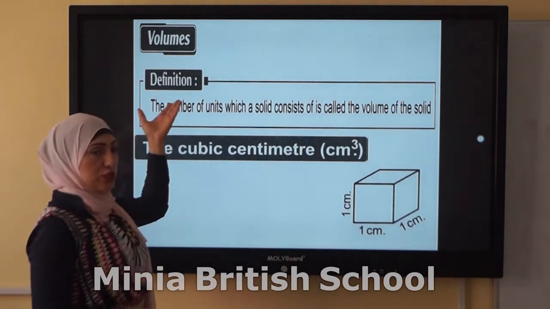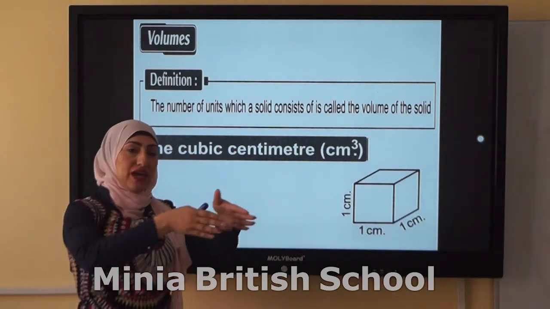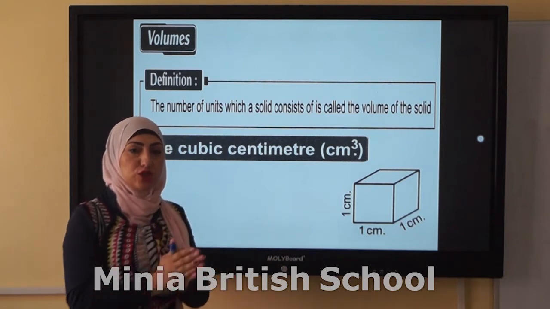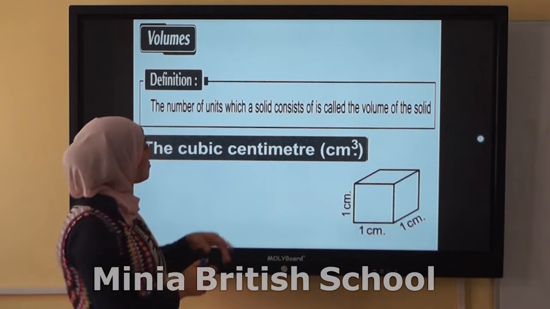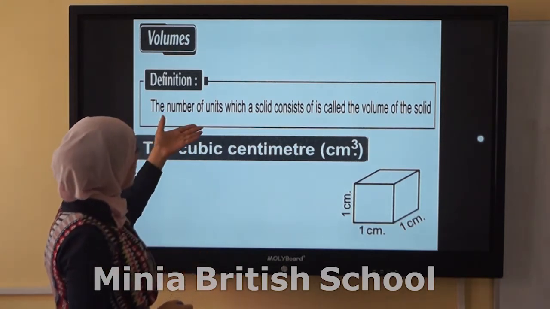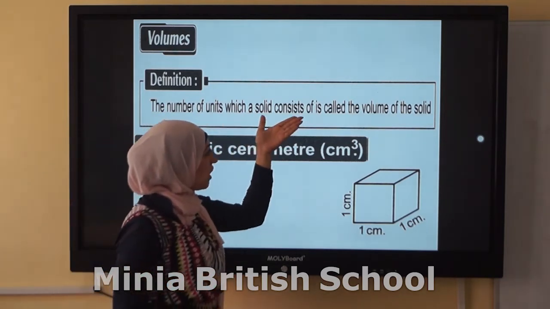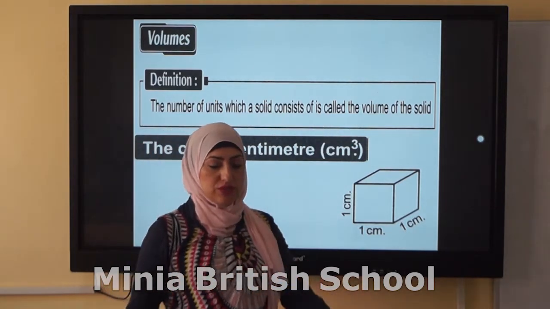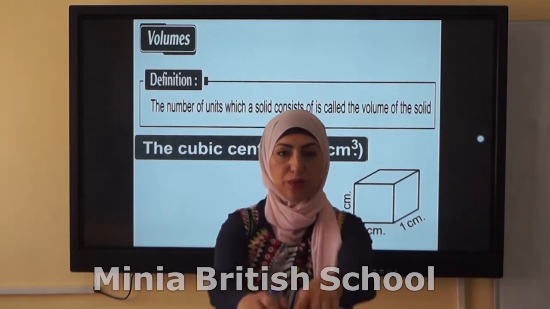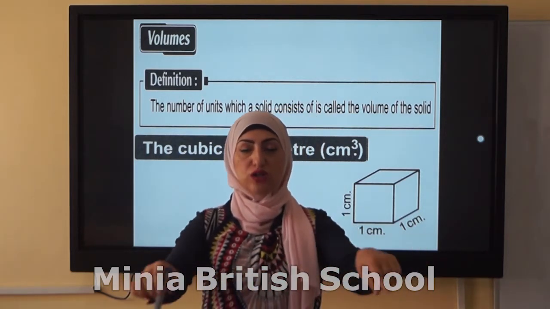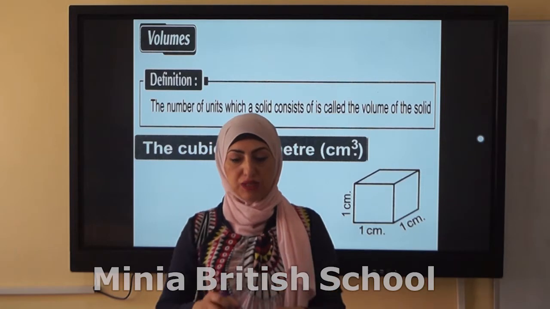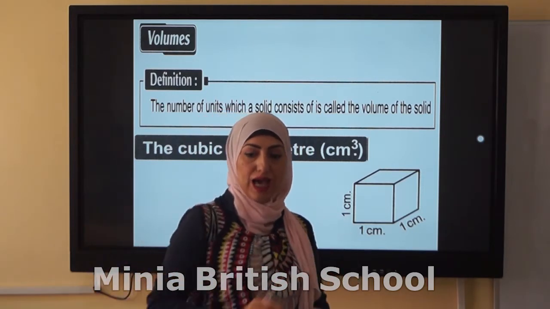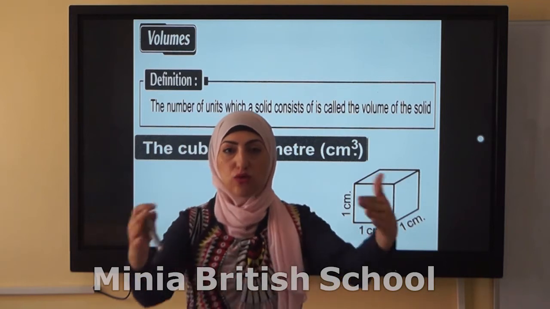The volume is the space that the object occupies. Here, the number of units which a solid consists of is called the volume of the solid. This table occupies a space. I want to calculate its volume. It means I want its length, its width, and the height to calculate all of it.